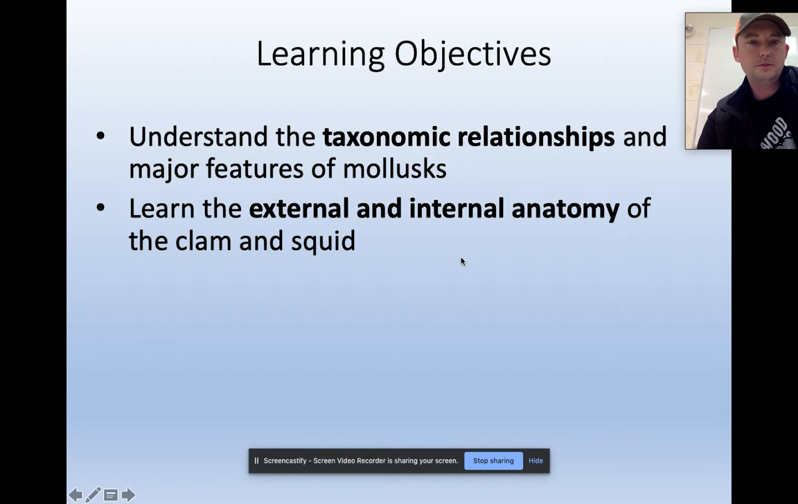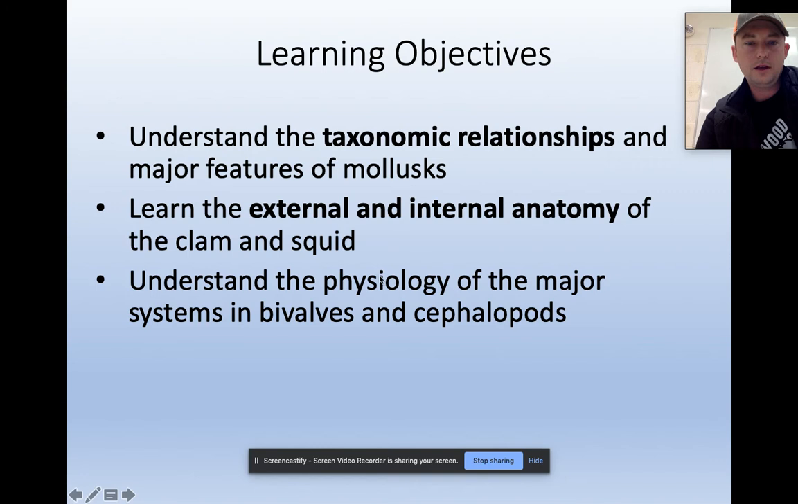So the objectives here, again, are to learn the taxonomic relationships. We're going to be looking at the internal and external anatomy of two exemplars, the clam and squid specifically, and then also understanding the physiology of the major systems in both bivalves and cephalopods. We'll also look at the snails and slugs, so the gastropods, as well.